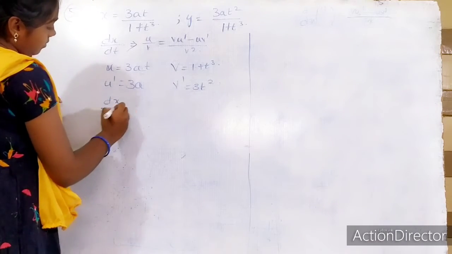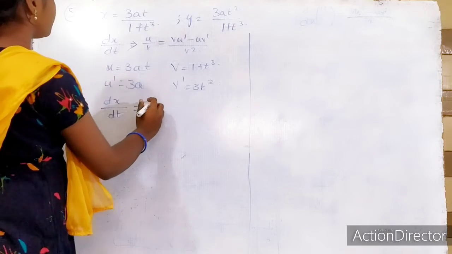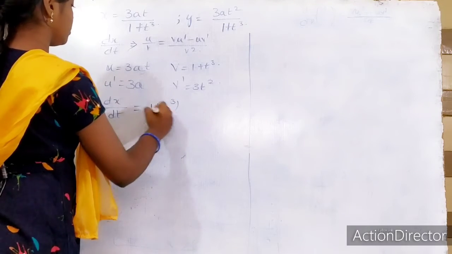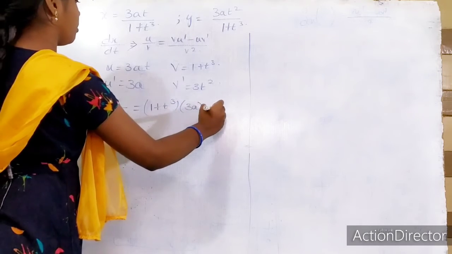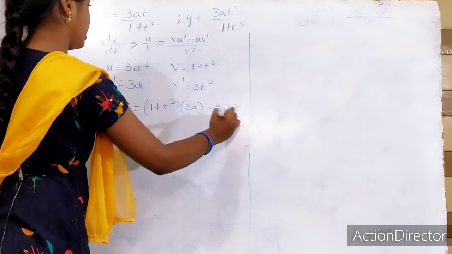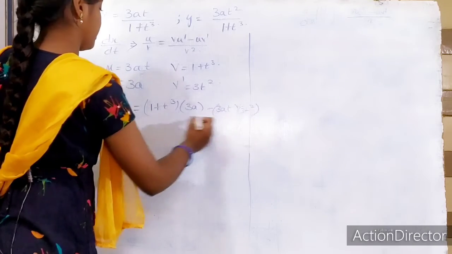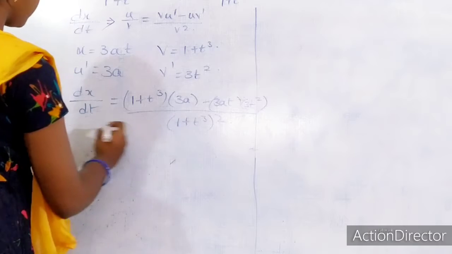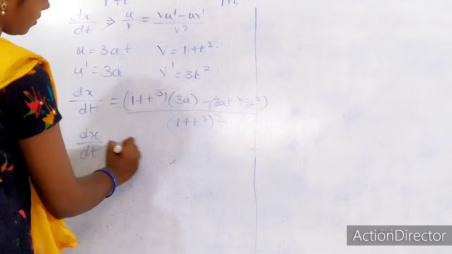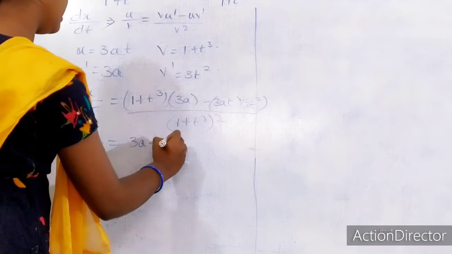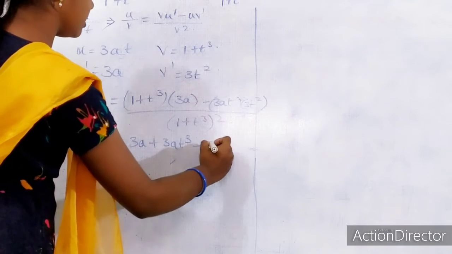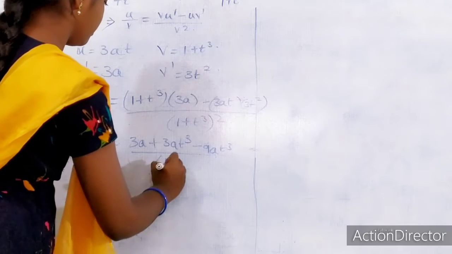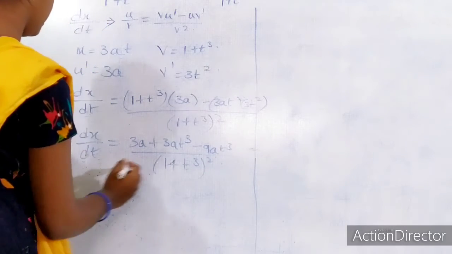So dx by dt is equal to v u dash, that is 1 plus t cube into 3a, minus u v dash, that is 3at into 3t square, divided by v square, that is 1 plus t cube whole square. dx by dt is equal to 3a plus 3at cube minus 9at cube divided by 1 plus t cube whole square.